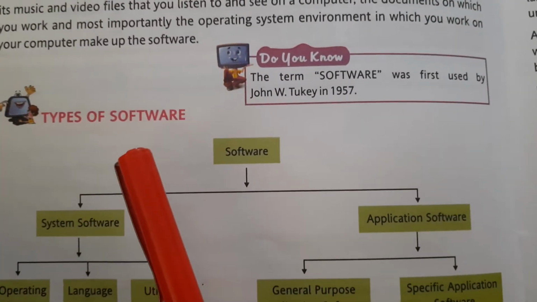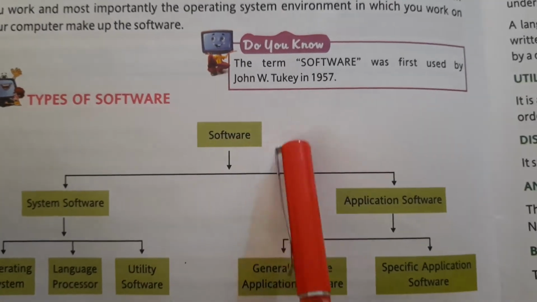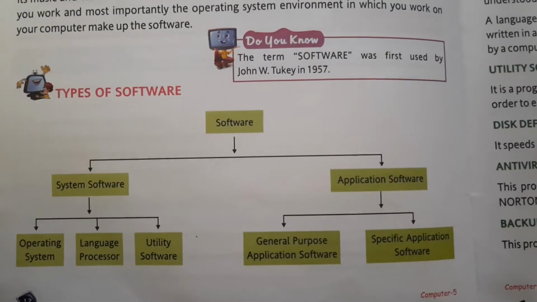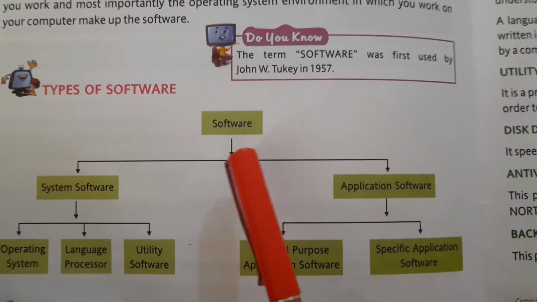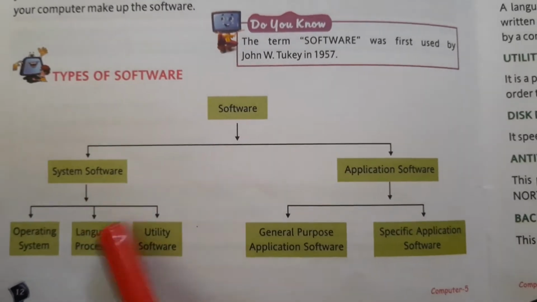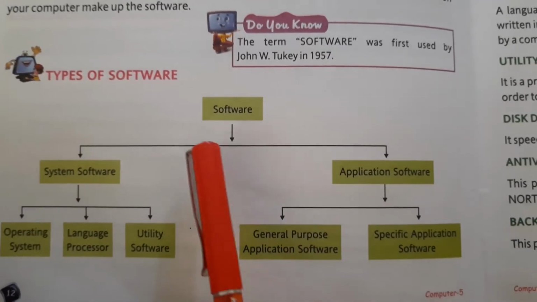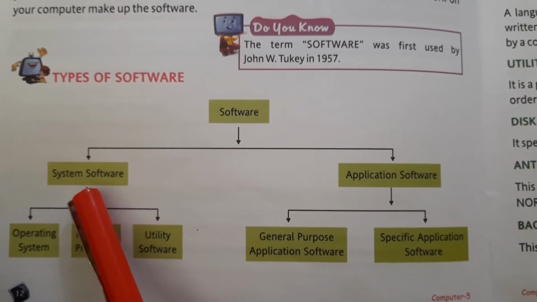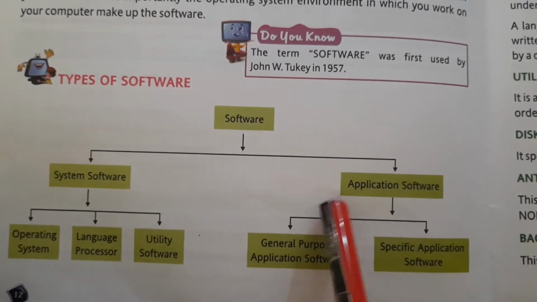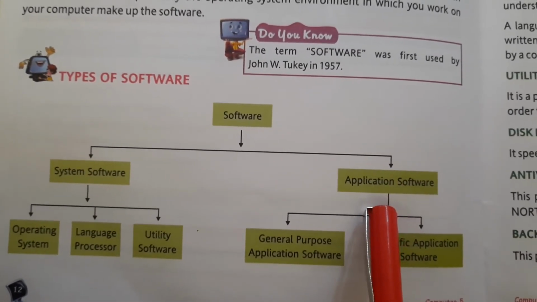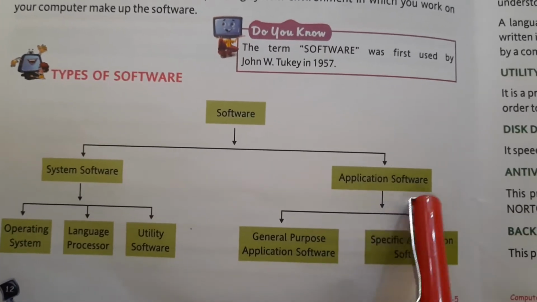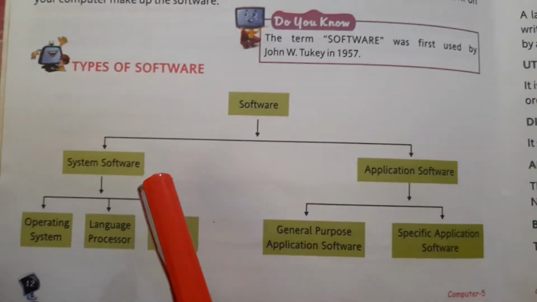Now, let us see the types of software. This is software and it is divided into two types. In this classification, we can see that software is divided into two parts, that is system software and application software. Means system software is the one which is controlling the system, and application software is the one which is designed for the purpose of user specification. Means whatever the user wants, as per that application software is designed.